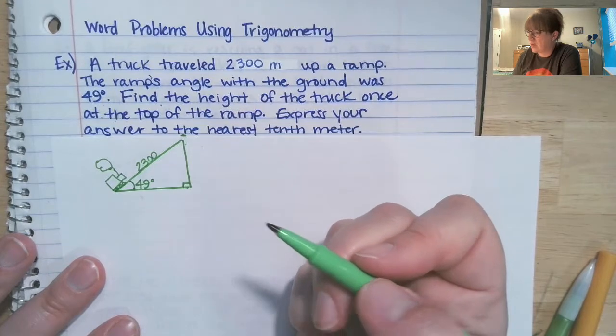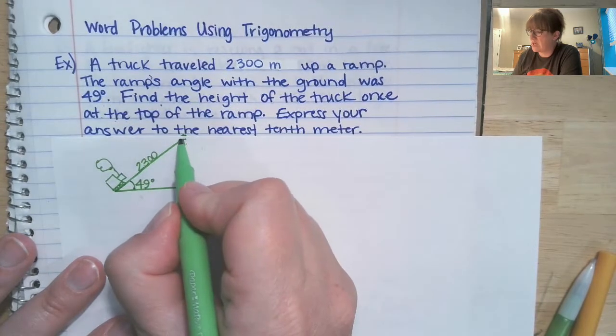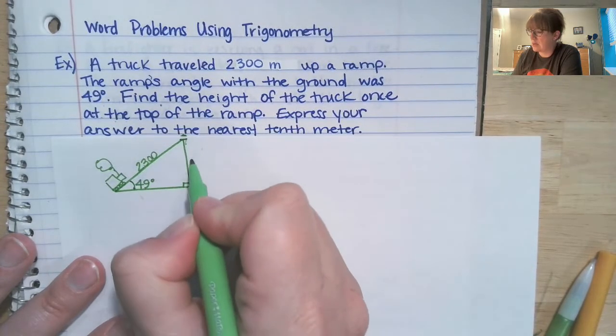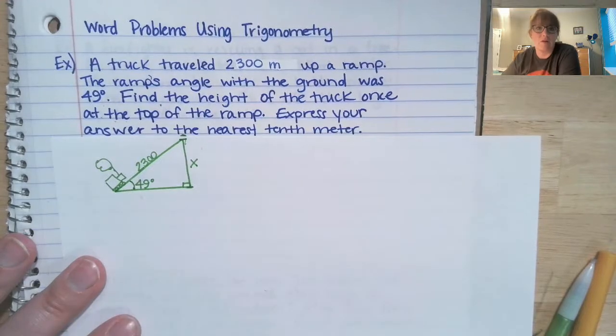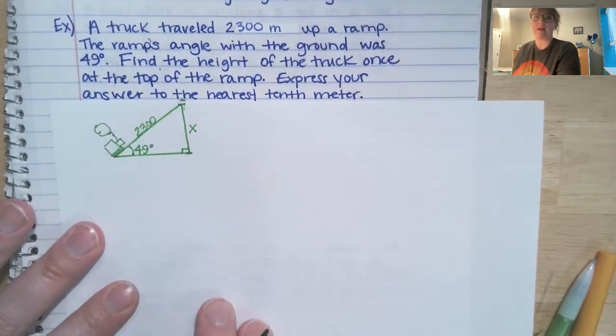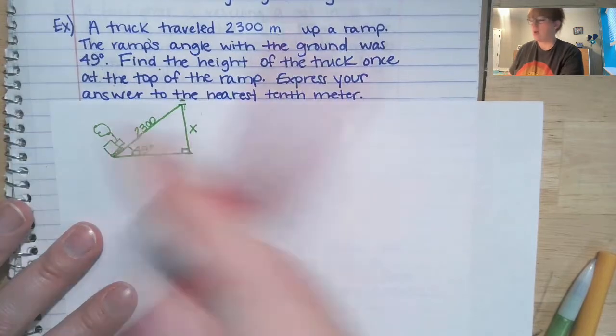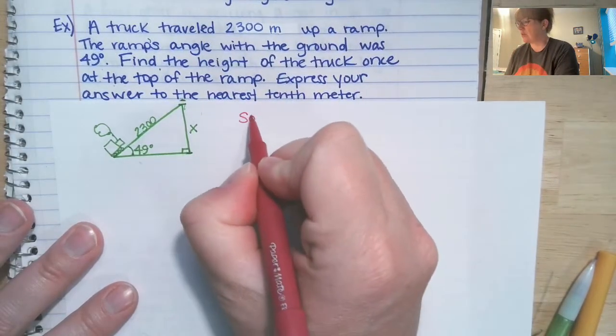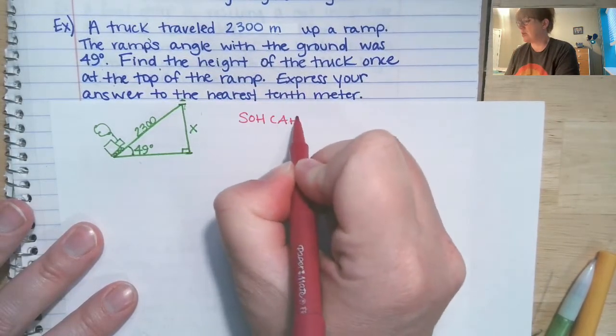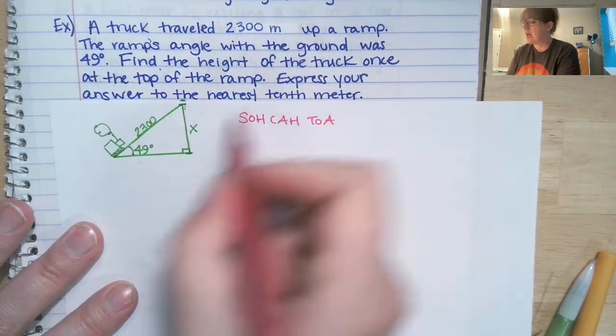Find the height of the truck once at the top of the ramp. So from here to here is what it wants. So that's what we need to find. Call it X, call it whatever you'd like. Okay, so now that we know that, and it's a right triangle, we are going to use some old hippie, caught another hippie tripping on asphalt.